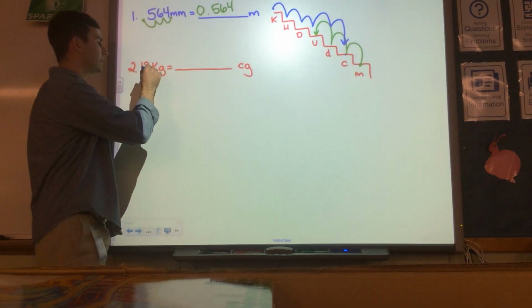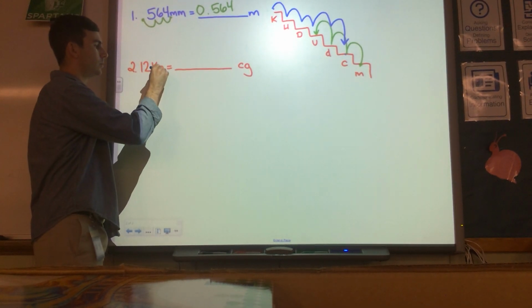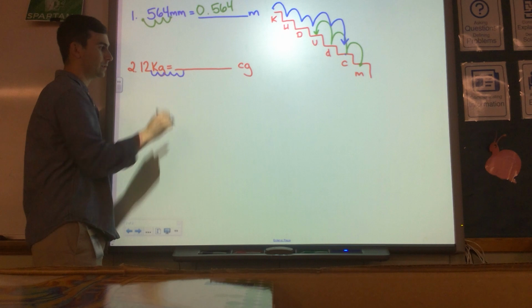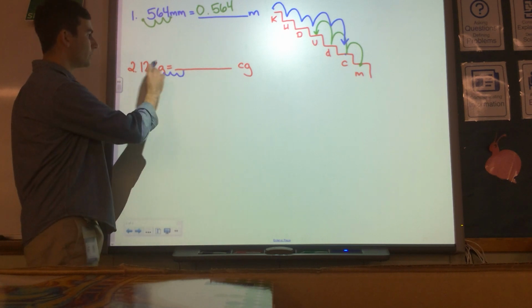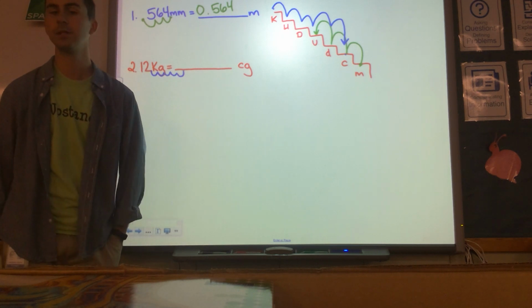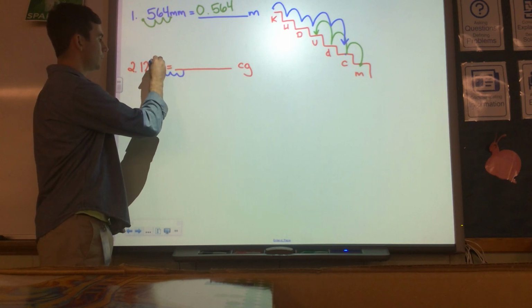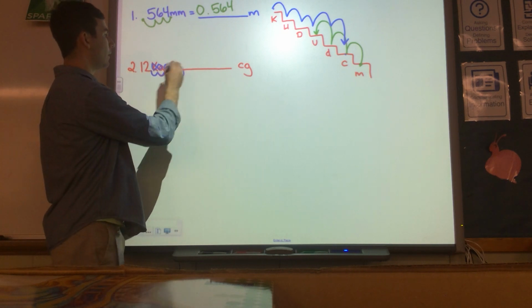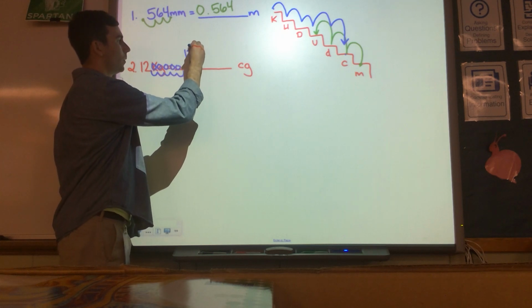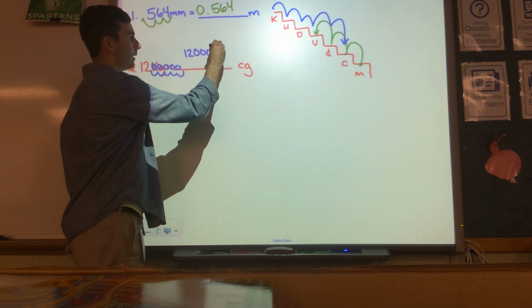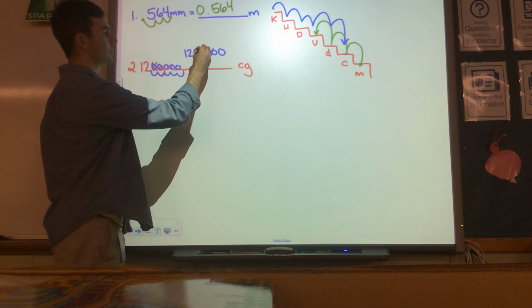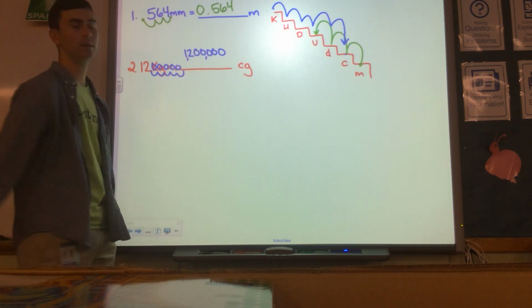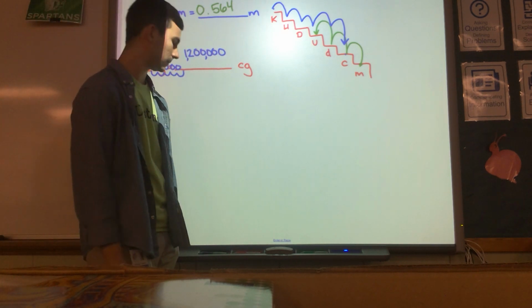So now I'm going to take this decimal point and jump 1, 2, 3, 4, 5 jumps to my right. Now there's no numbers here. So what that means is we need to fill in those jumps with zeros. 1, 2, 3, 4, 5 zeros. So that means 12 kilograms is equal to 12, and 5 zeros, centigrams, which is actually 1,200,000 centigrams.